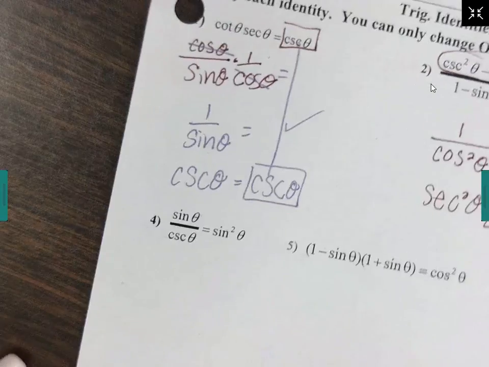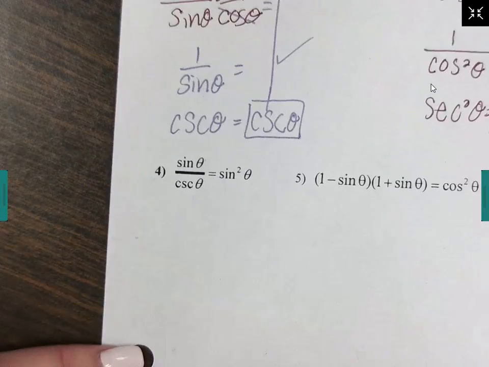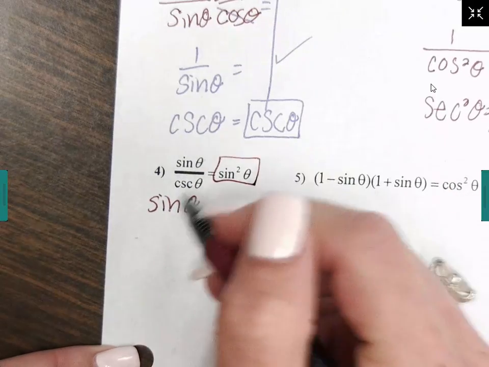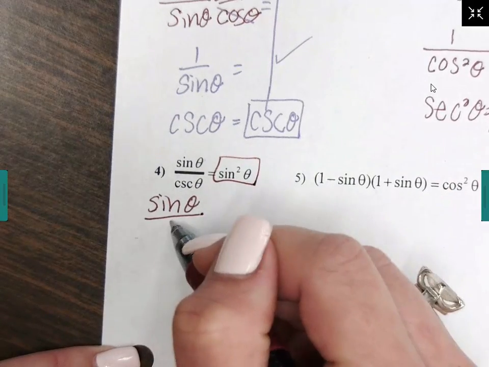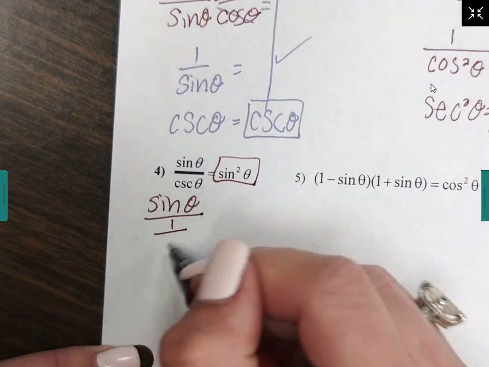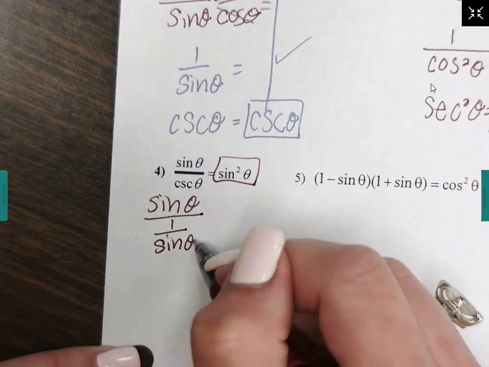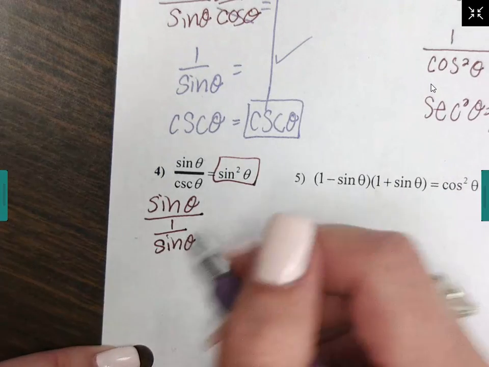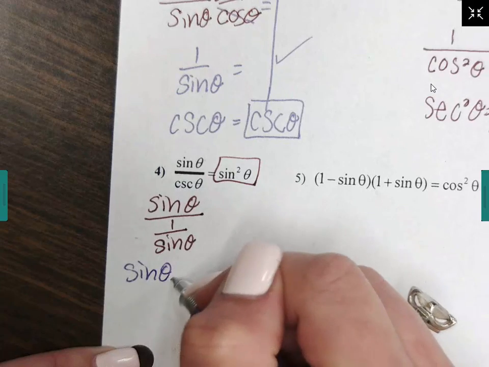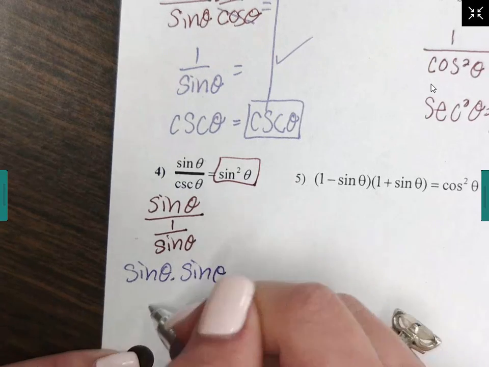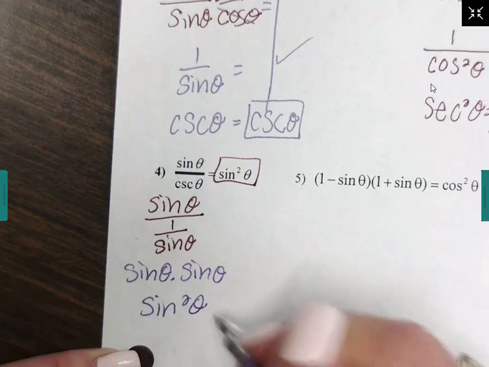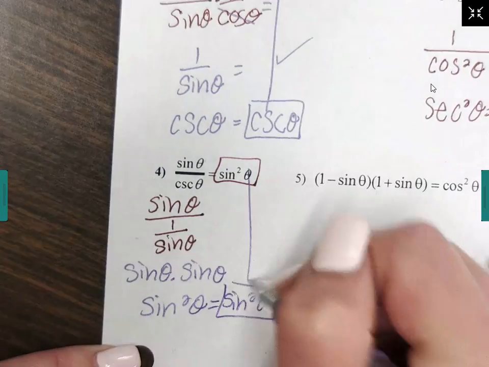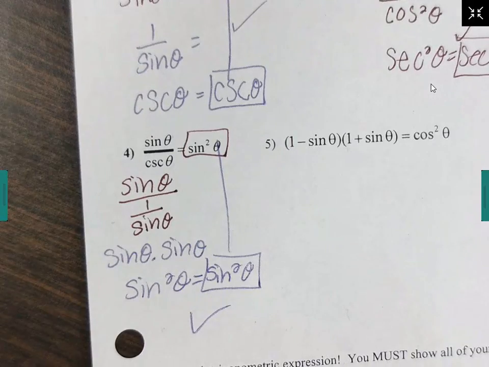Okay. Let's look at number 4. On number 4, this is sine of theta, which we are going to leave as sine of theta. And the cosecant of theta, which we can rewrite as what? 1 over sine. Very good. 1 over the sine of theta. We could multiply by the reciprocal, so that would be the sine of theta times the sine of theta, which is just the sine squared of theta, and that is equal to the sine squared of theta. Any questions here?